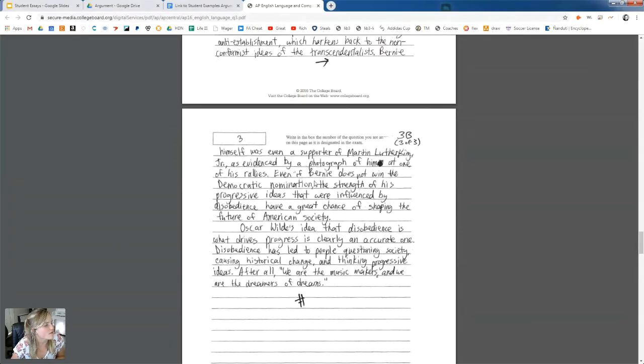Even if Bernie does not win the Democratic nomination, the strength of his progressive ideas that were influenced by disobedience have a great chance of shaping the future of American society.